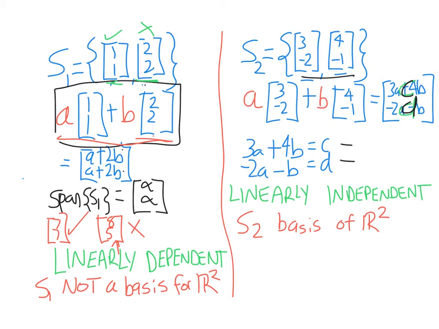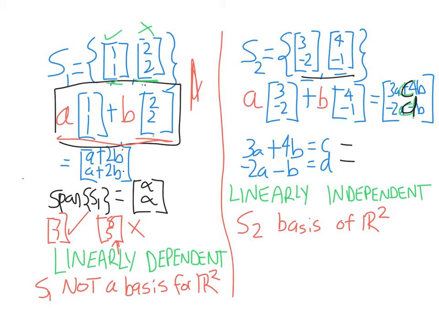So if you're trying to find a basis for R2, R3, R4, whatever, if you're trying to find a basis for Rn, all you need is n vectors that are linearly independent. And if they are, they will form a basis for Rn. If they are not linearly independent, if there is just one vector in the set that is linearly dependent, then the whole set will not form a basis. As we saw here, there was one vector that was linearly dependent, therefore the whole set is linearly dependent, therefore the set does not form a basis for R2.